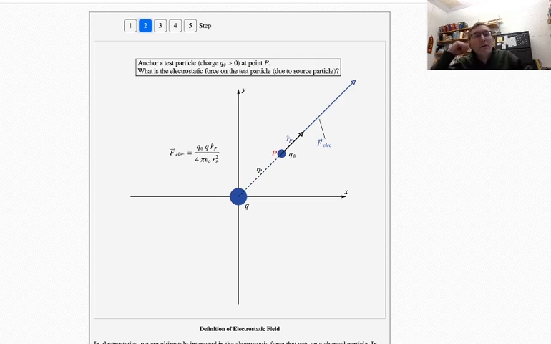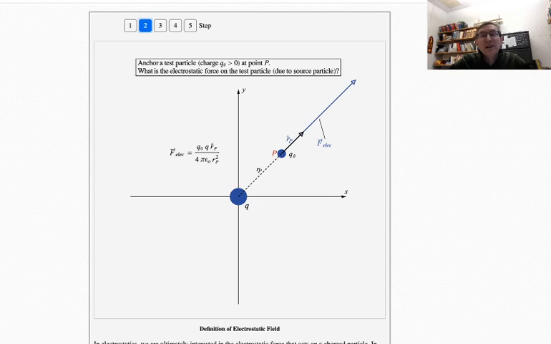Okay, we have come along with what we're going to call a test particle. And we're going to anchor it at point P. Before, there was nothing actually located at point P. Now I've put another particle there called a test particle, anchored it there. And by definition, it has positive charge in an amount Q0. That's just the convention for labeling its charge, but it's positive. Okay? And we ask the following question. What is the electrostatic force on the test particle due to the source particle?